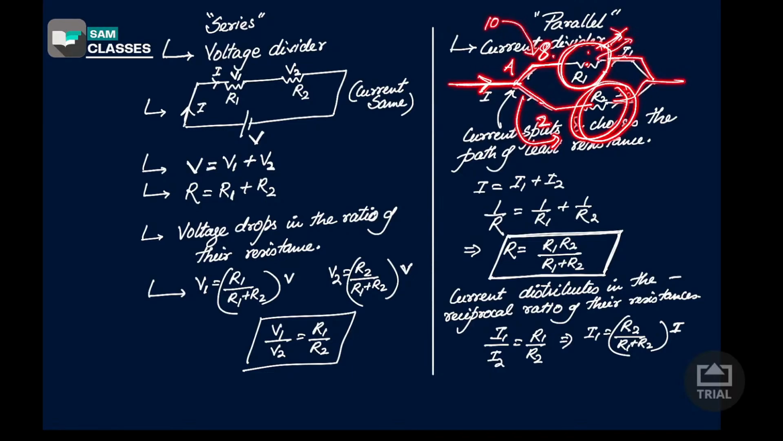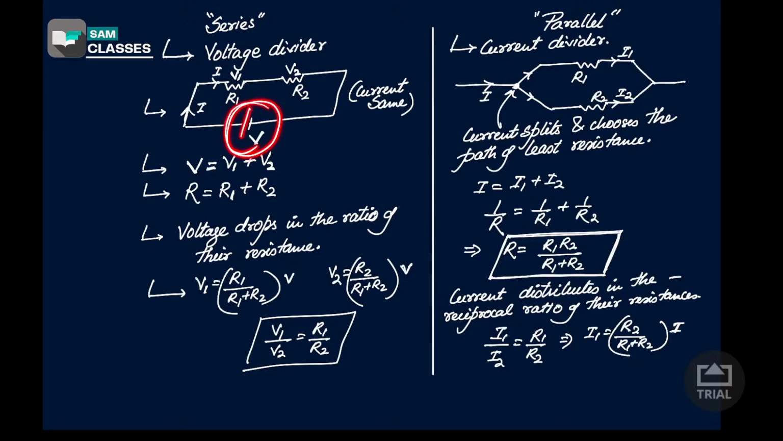So if R1 is smaller resistance, it will go more from here. If R2 is smaller, it will go more from here. That's it. Clear till here? Everybody, chalo. And here, this total voltage of the battery, V, is divided into two parts, V1 and V2. Whether they are equal or not depends on the resistance.